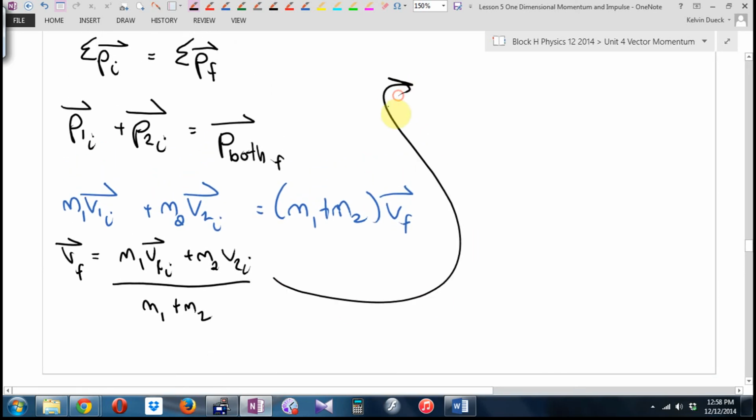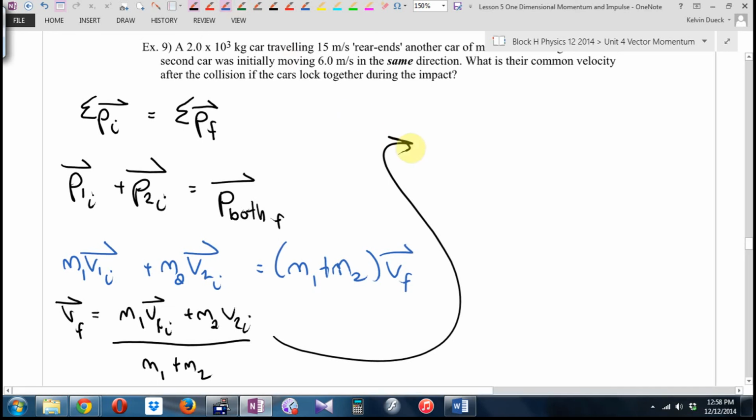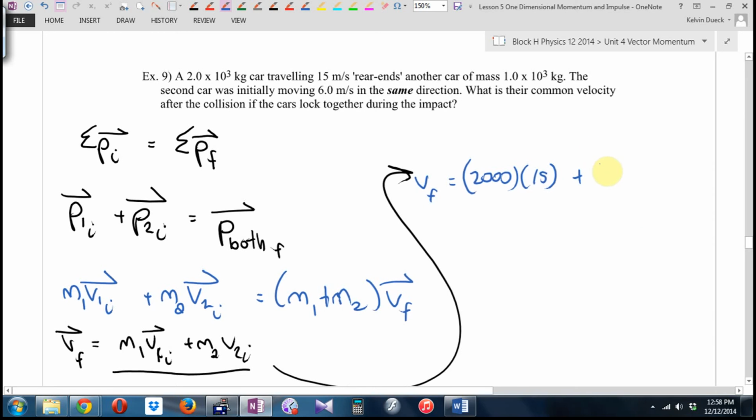Let's plug and chug. V final is going to be mass 1, 2,000, V1, 15. Plus mass 2, 1,000. Velocity 2, 6 or negative 6? 6. Which one? How do you know? Same direction. Same direction, okay. And I'm glad someone said negative 6. The problem is, first of all, this is going to get tougher, but already it's really, really easy with the vectors to make a mistake, right?